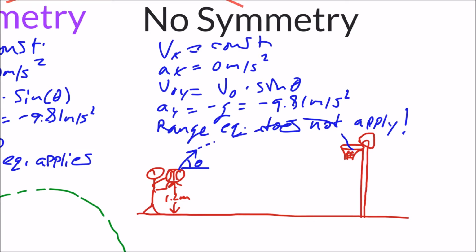The distance from the hoop down to the ground is going to be something larger than 1.2 meters. So if it's larger than 1.2 meters, then the ball is going to take off from a position over here, and it's going to land at a position higher than what it took off from. There are situations where you could have the ball land lower than what it took off from. The point is that delta y is not 0. So if you have a problem with no symmetry, then delta y does not equal 0, and that's why the range equation doesn't apply. We'll talk about what the range equation is in just a minute.